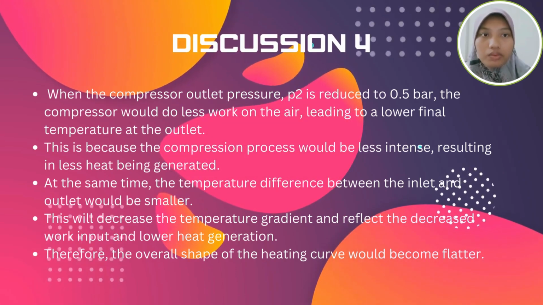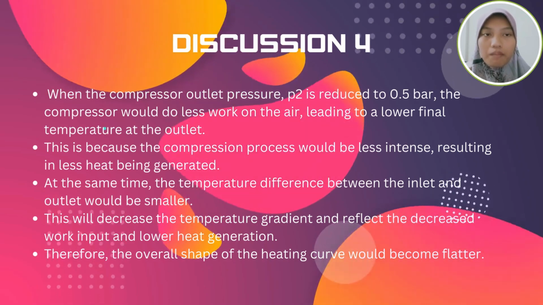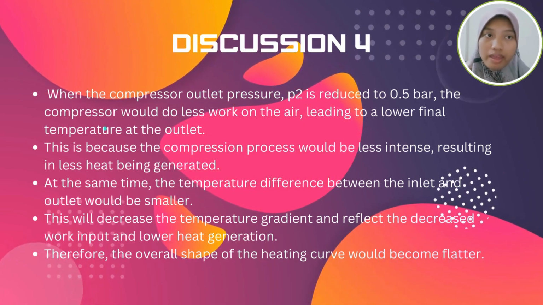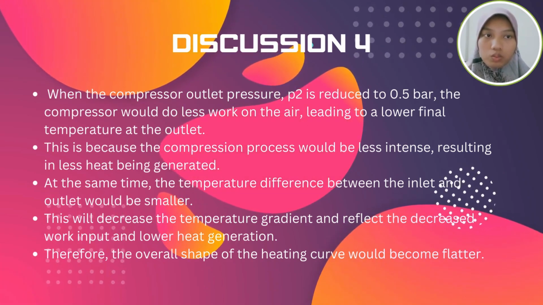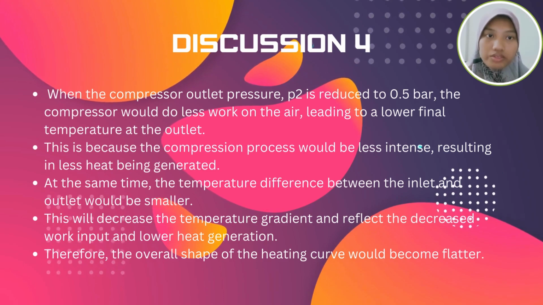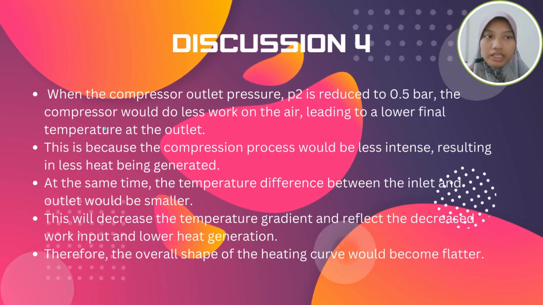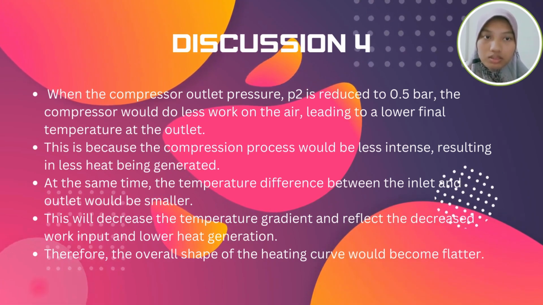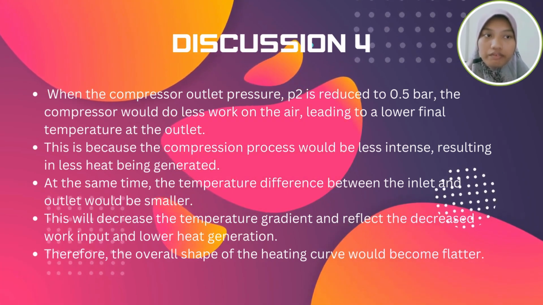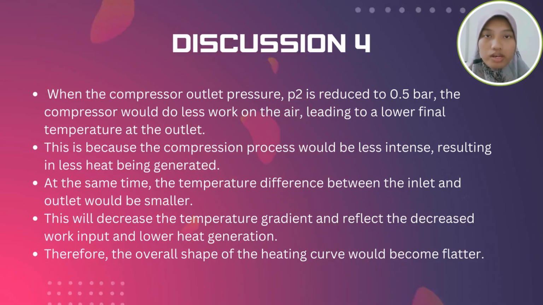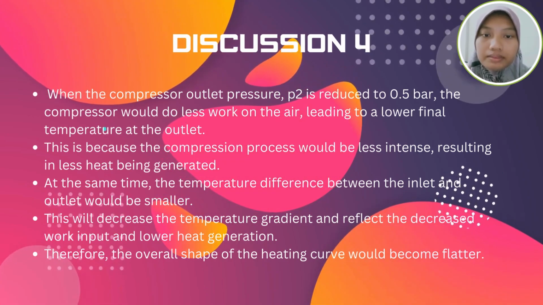Discussion 4. When the compressor outlet pressure P2 is reduced to 0.5 bar, the compressor would do less work on the air, leading to a lower final temperature at the outlet. This is because the compression process will be less intense, resulting in less heat being generated. At the same time, the temperature difference between the inlet and outlet will be smaller. The smaller temperature difference will decrease the temperature gradient and reflect the decreased work input and lower heat generation. Therefore, the overall shape of the heating curve will become flatter.